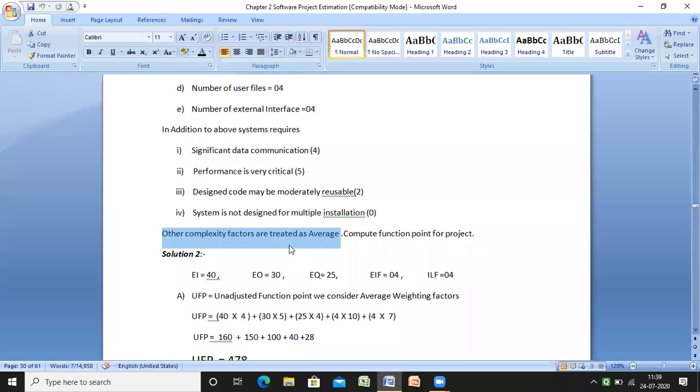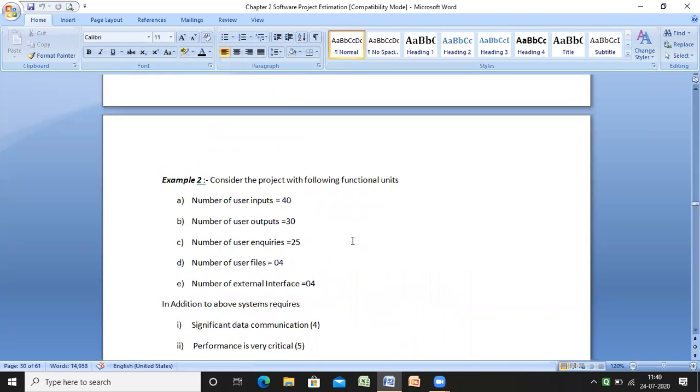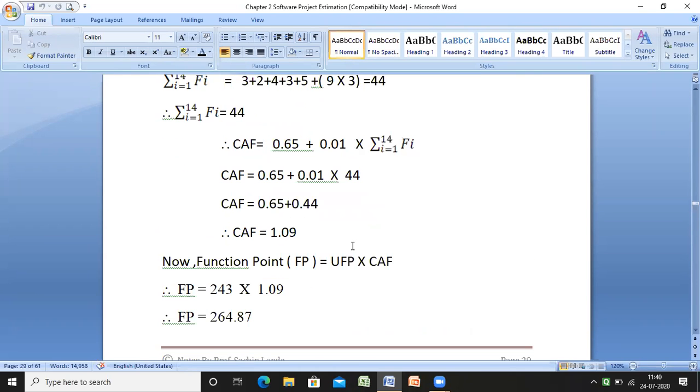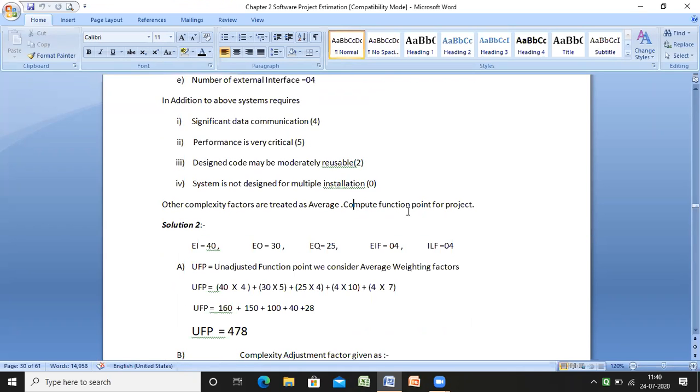So we have four characteristics available with us. That means the remaining 10 are average. There are 14 characteristics in total, 1 to 14. So compute the function point for the project. This is the question they mentioned.